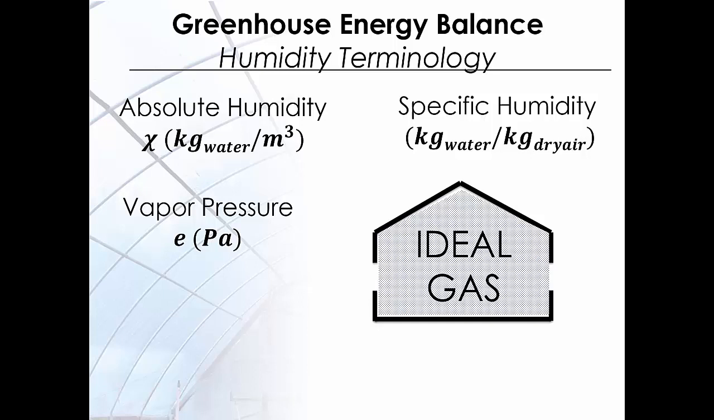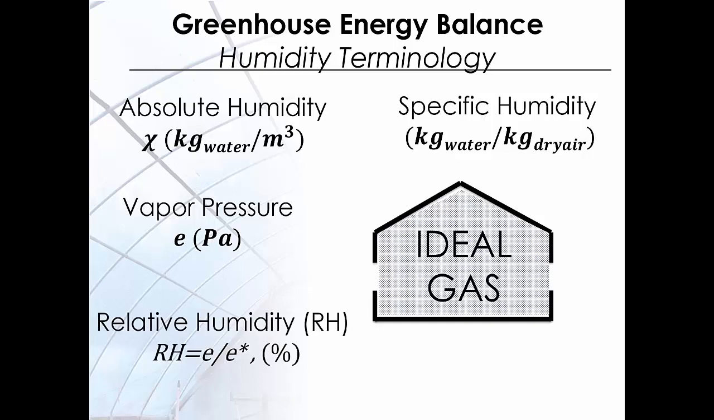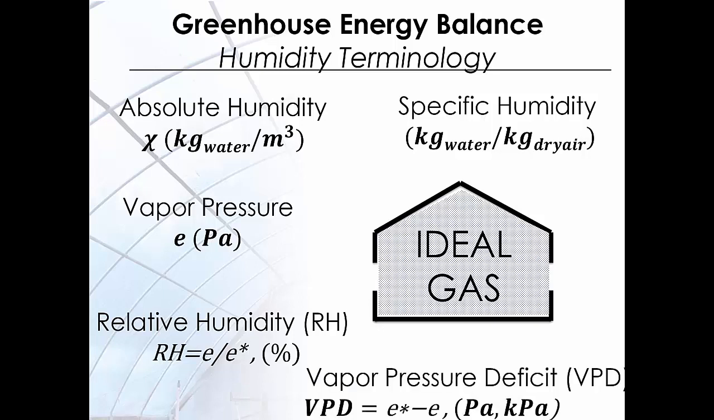The vapor pressure is exponentially increased as the temperature of the air is increased. Other quite common definitions of air humidity take this factor into account. For instance, relative humidity, which is the ratio of vapor pressure to saturation vapor pressure, and vapor pressure deficit, which is the difference between saturation vapor pressure and vapor pressure of the air. These two definitions of air humidity take the relationship between air vapor pressure and temperature into account, and they're commonly used as the humidity terminology when it comes to greenhouse energy balance.